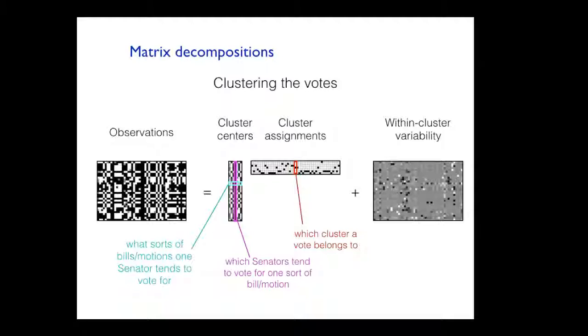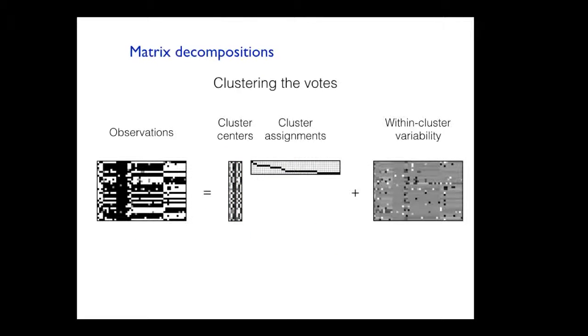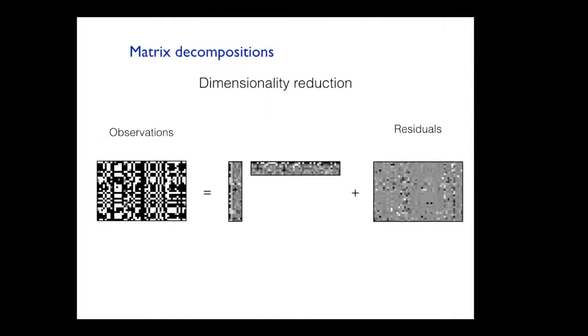We can read off what sorts of bills or motions one individual senator tends to vote for. We can read off which cluster a particular bill or motion belongs to. And if we sort according to this representation, we see a different structure in the data. But we're not limited to just clustering.